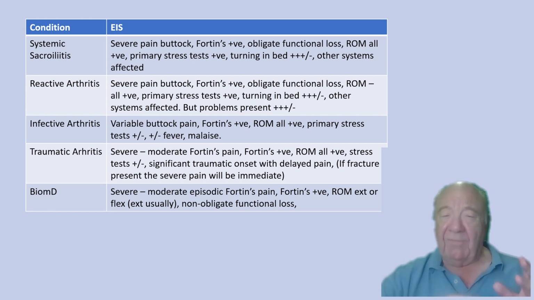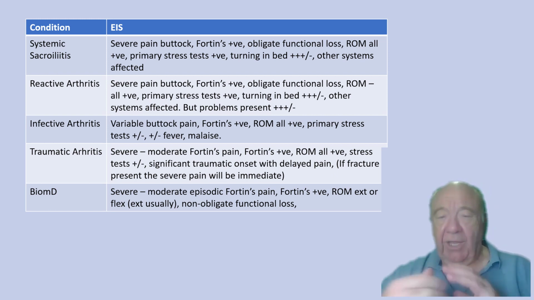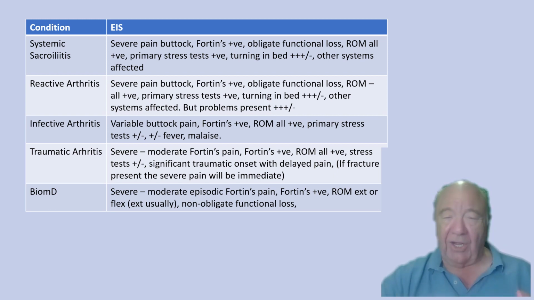All of them though will have a sudden onset of severe pain with a fracture, whereas with a traumatic arthritis without fracture, there may be pain at the time of the injury, but that's going to get worse possibly the next day. And biomechanical dysfunction, as I say, will have the same illness script as any other biomechanical dysfunction.